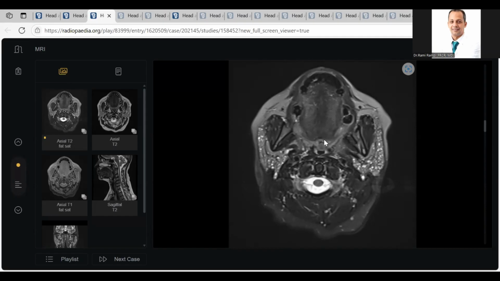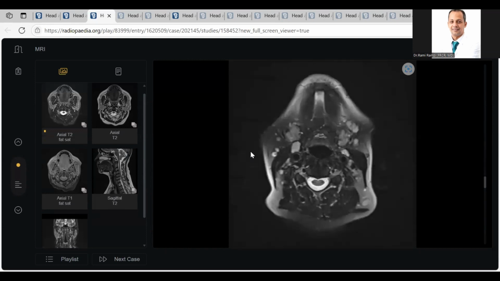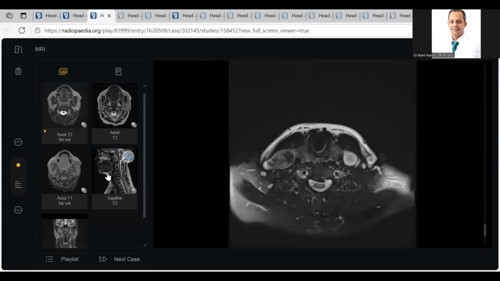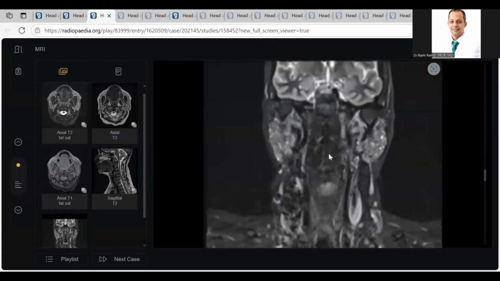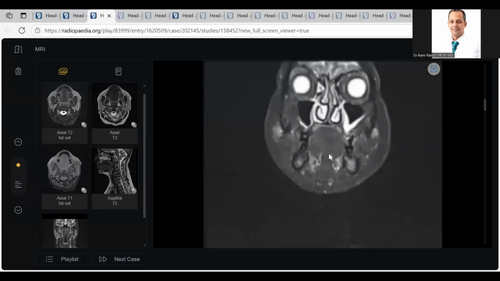I just want to check other images as well. Other than this parotid gland involvement, I also want to check the lacrimal gland and the orbit level. This is only head and neck. This is the lacrimal gland; here you can detect the right one. This seems to be fine.